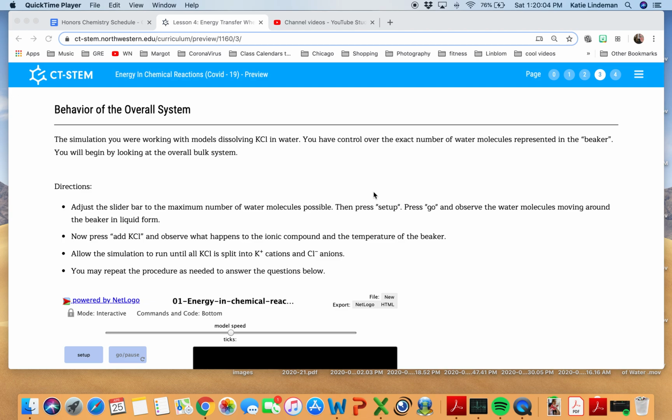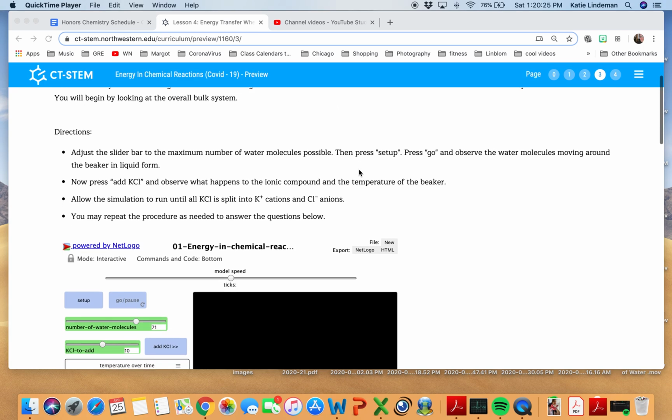This is a video meant to talk through page 3 of lesson 4 for the CT STEM curriculum. So the simulation we were working on with models dissolves potassium chloride in water. You have control over the exact number of water molecules represented in the "beaker." You will begin by looking at the overall bulk system.